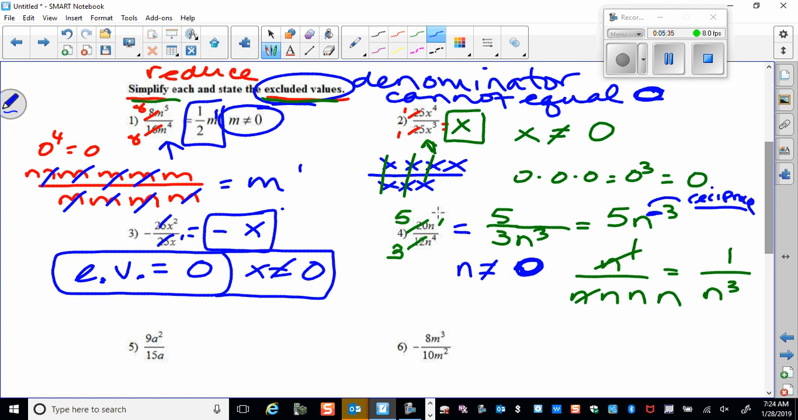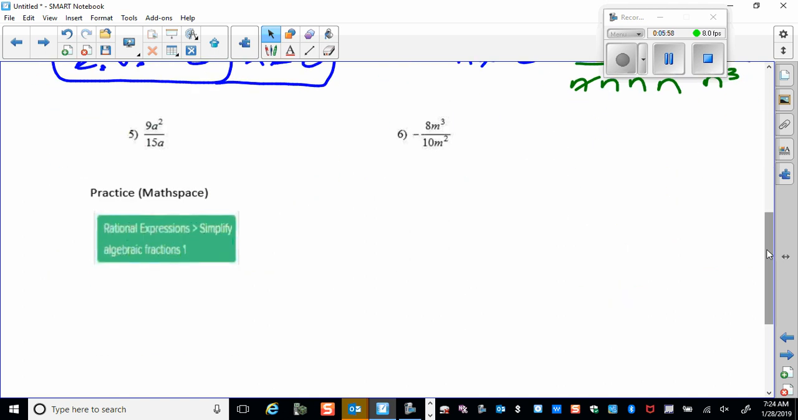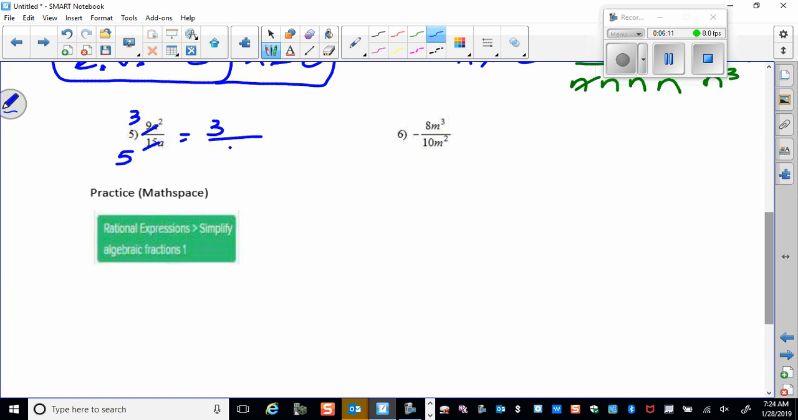All right, so that makes this n to the minus 3. If I want to make that a positive 3, I move it to the denominator. Now we're looking at this number 5 here. I'm just going to reduce this. I've got 9 and 15, so they're not even, so 2 doesn't go into it, but 3 does. So 9 divided by 3 is 3, 15 divided by 3 is 5. So that reduces to 3/5.